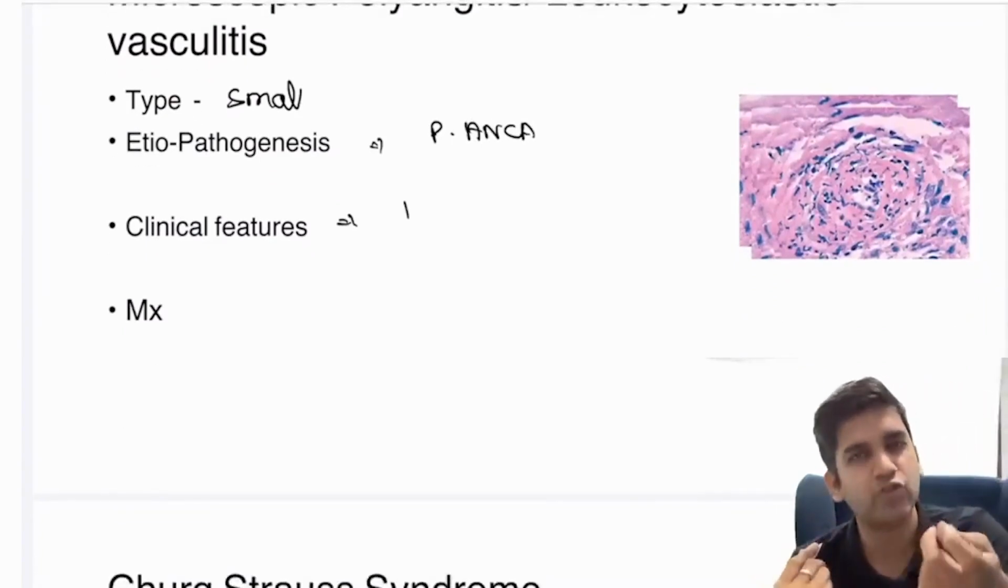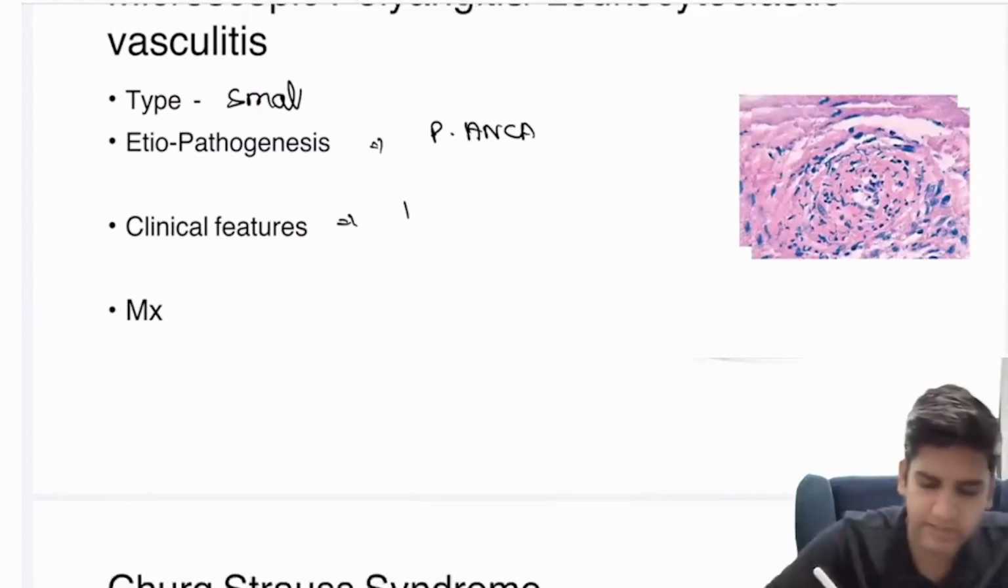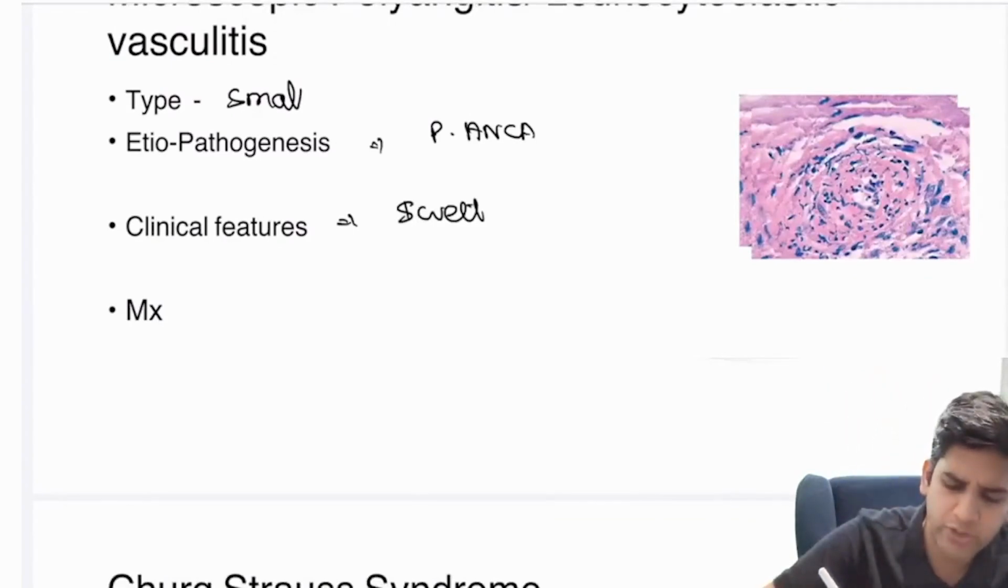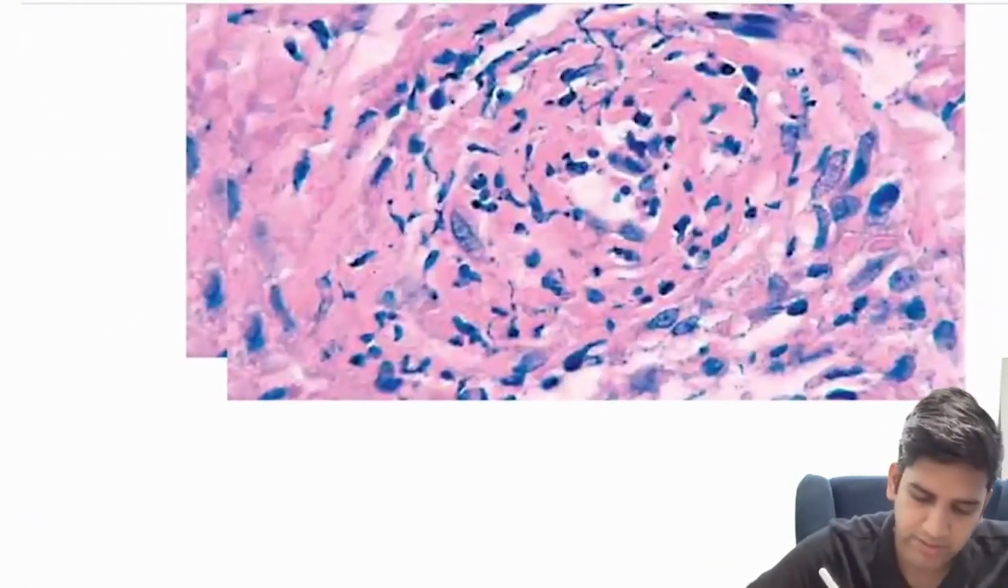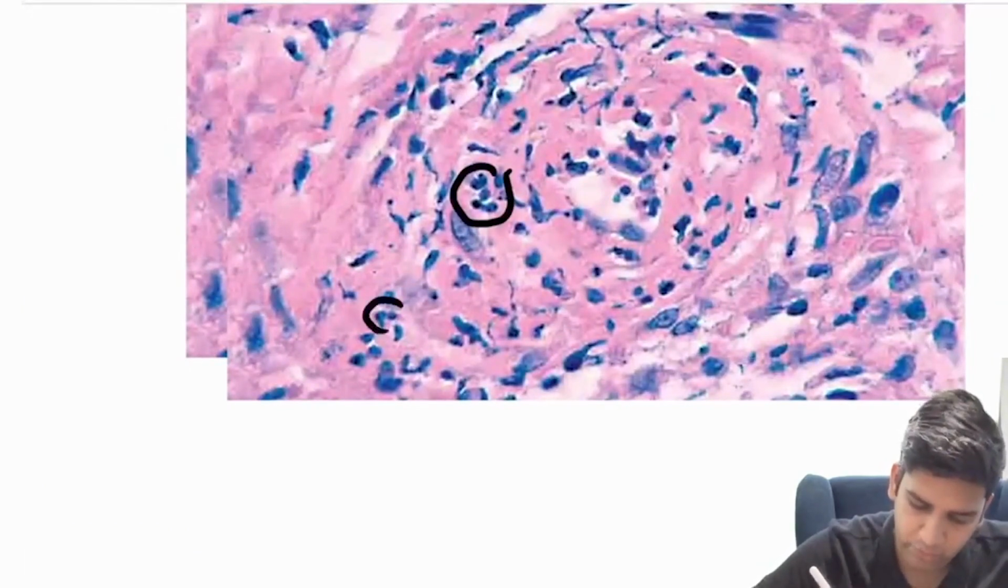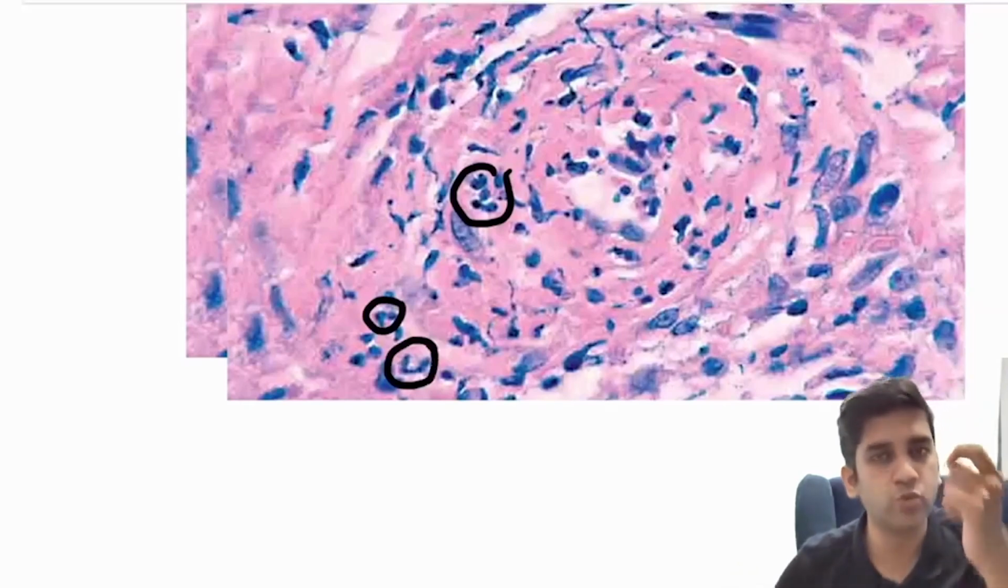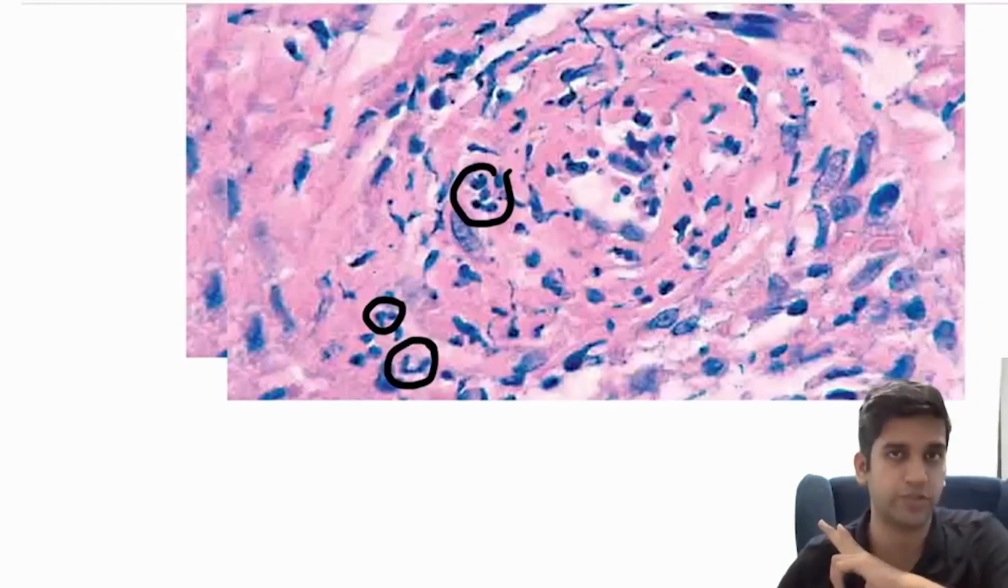It's a microscopic polyangiitis. Mostly, you must have read this in your dermatology course as Sweet syndrome. Sweet syndrome is a type of microscopic polyangiitis, right? If you look, this is a neutrophil. You can see a tiny neutrophil here, a neutrophil here, a neutrophil here. You see neutrophils, which means an acute vasculitis. Sweet syndrome is a neutrophilic dermatosis.